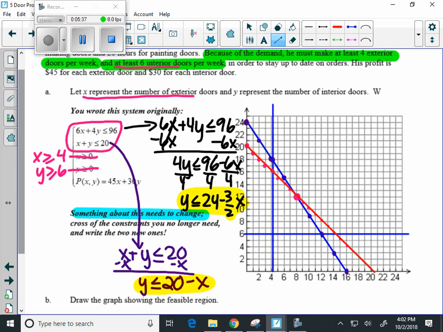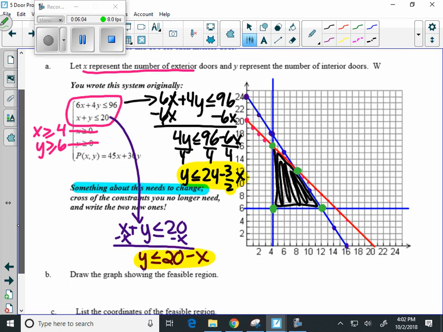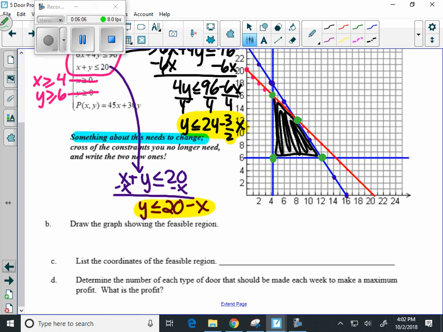Now remember, you graphed 4 lines, which means that your feasible region should have 4 sides to it. And you can see right in here is the feasible region with 4 sides. Now we need to know the vertices of that feasible region, so I want you to darken in the points where those inequalities intersect. Those 4 points you're going to list in part C. Those are the coordinates of your feasible region.